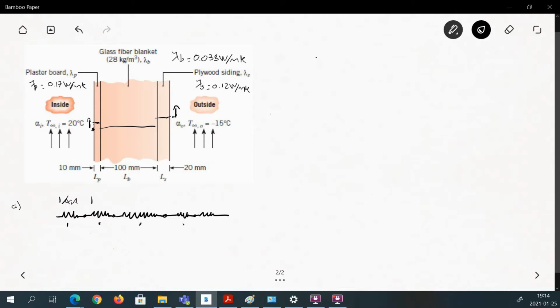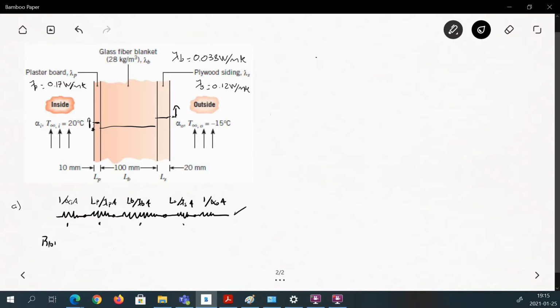The second resistance is LP over lambda P times the area. The next one, LV over lambda V times area, LS over lambda S times area. And the final one is the convection at the outside, so it's 1 over alpha outside times the area. So as you can see, it's very straightforward when we have already sketched the resistances in this way.